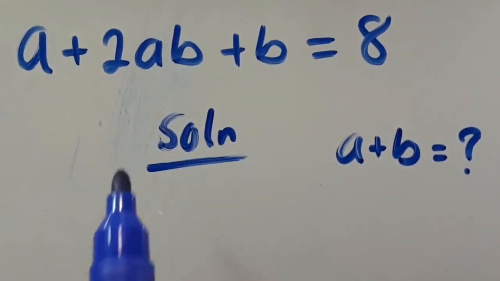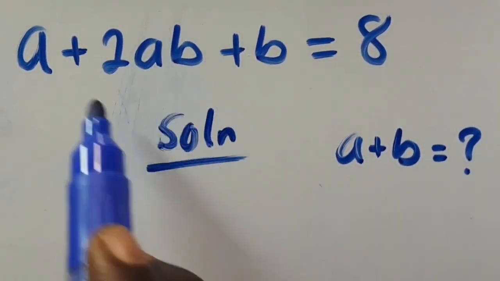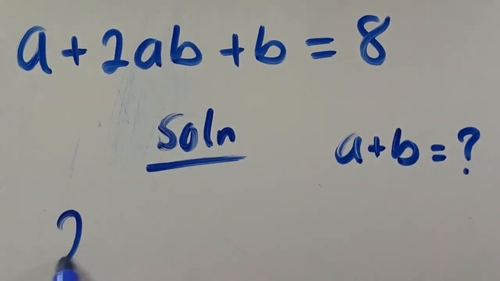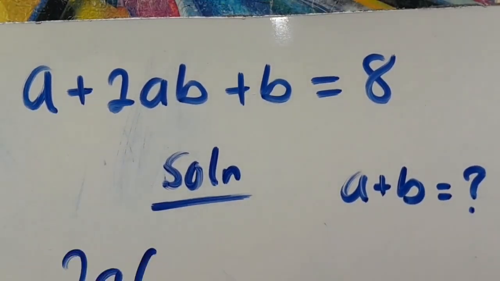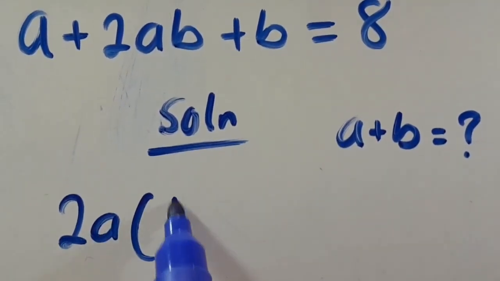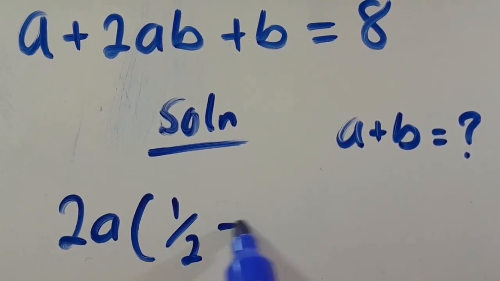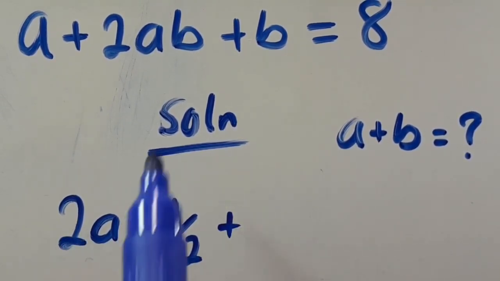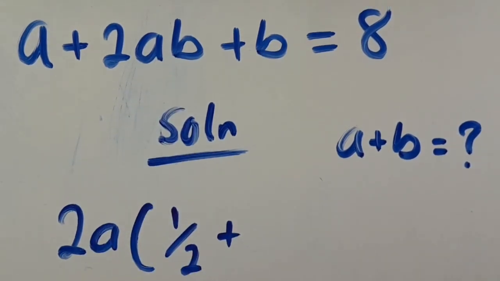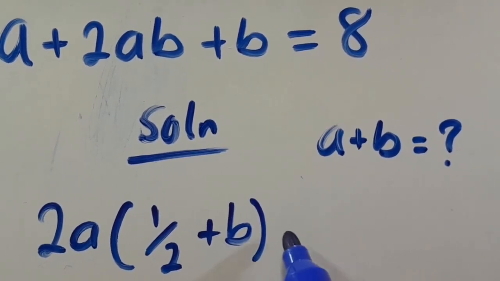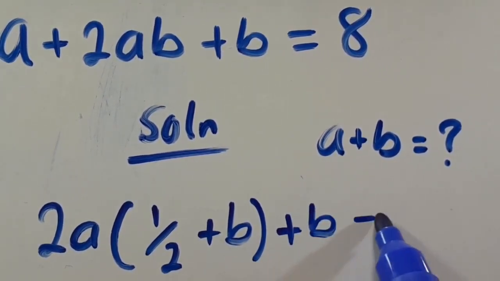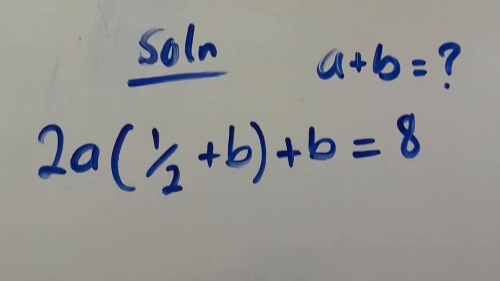Then from here, we have 2ab. Let us factor 2a outside. When we have 2a, from here, then a divided by 2a, we have here to be 1 divided by 2 plus 2ab divided by 2a. From here, we are going to have only b, then plus b equals 8.